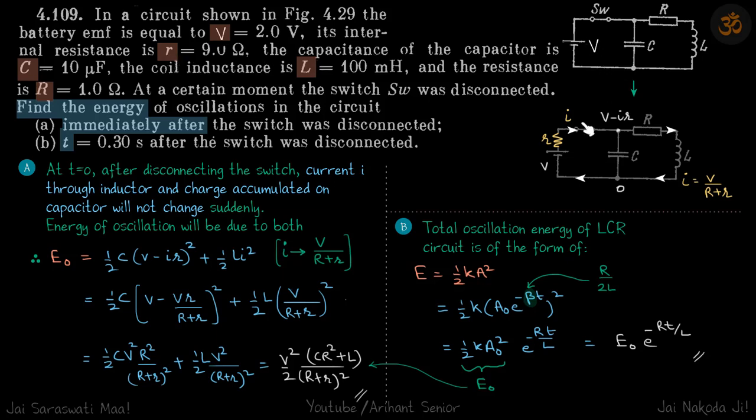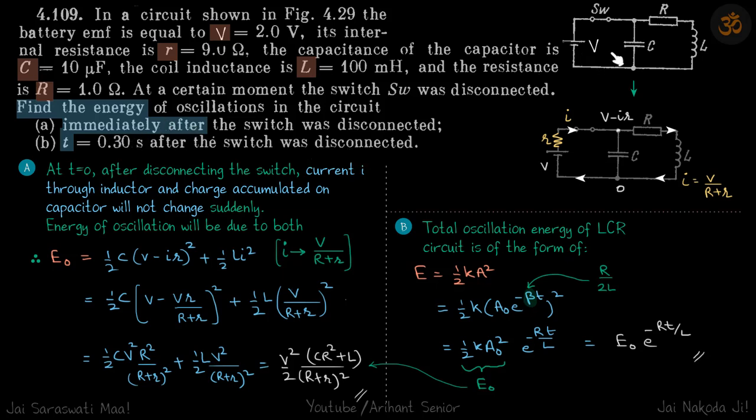So let me just redraw this figure so that let's include the internal resistance. So now this is the circuit, some current will be flowing through it. Across the capacitor, voltage will remain constant. And then it's given that this switch is opened. So when that happens, we need to find what will be the energy of oscillation immediately after and t time after the switch is disconnected.